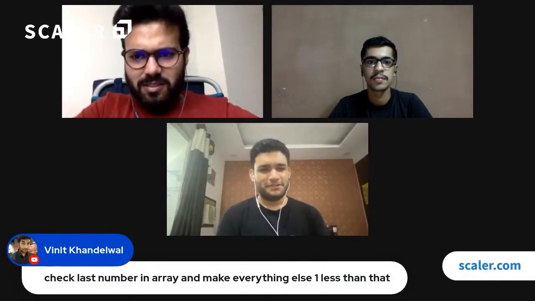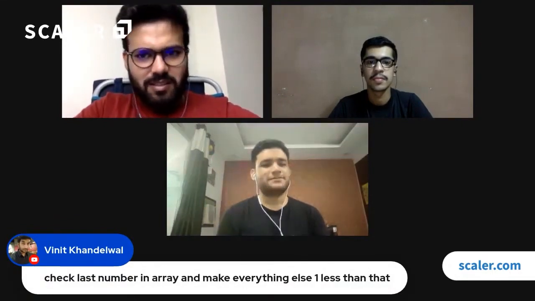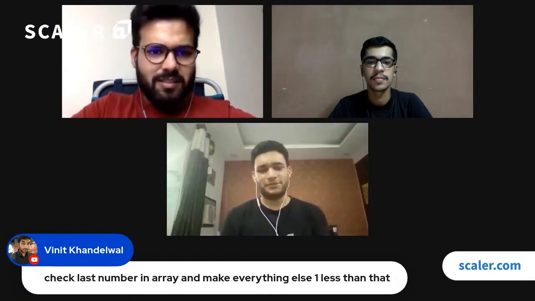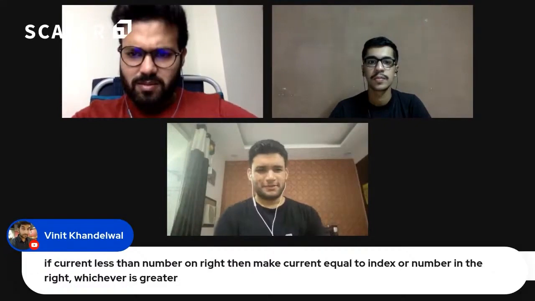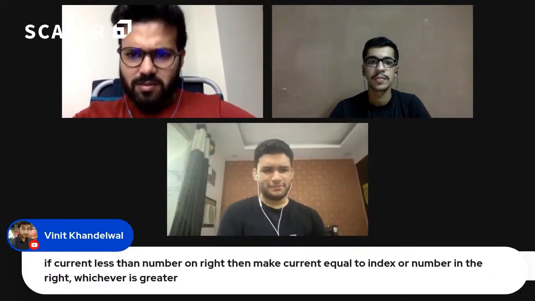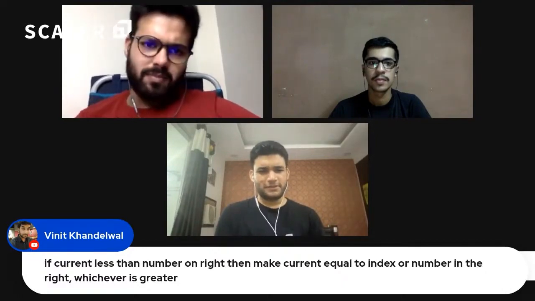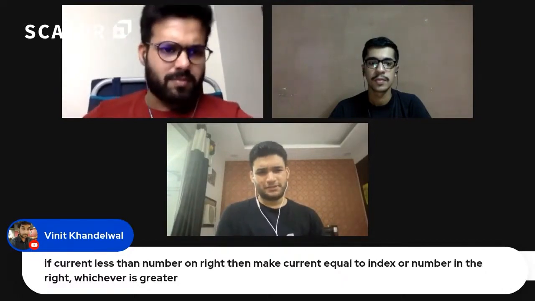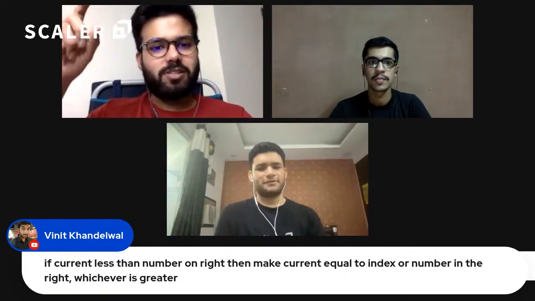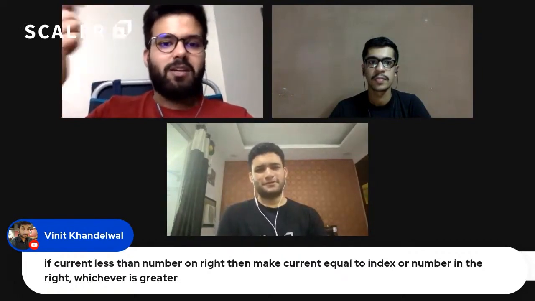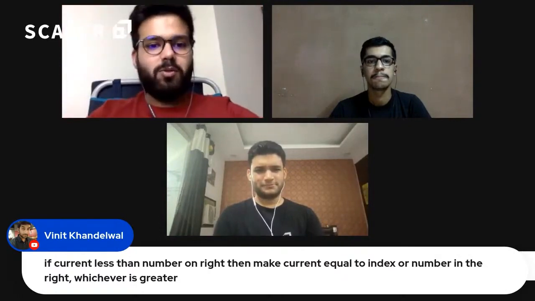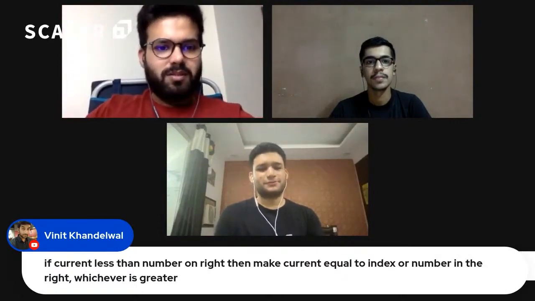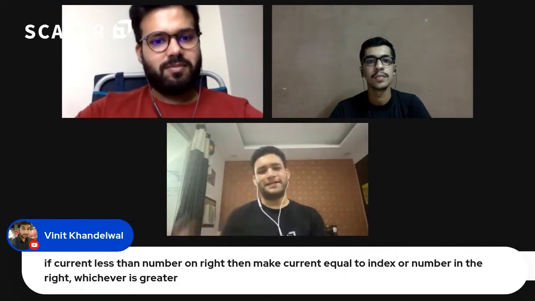The observation is correct, Vineet, but in this case, we don't need to make it one less than that because we have a non-decreasing array. So even if all the elements are equal, we are good. Correct. If the current is less than the number on the right, then make current equal to the number on the right, whichever is greater. I think this is the answer to the question of when we should make the leftmost element equal to 0. So okay, this time we need to compare with the right hand side element.